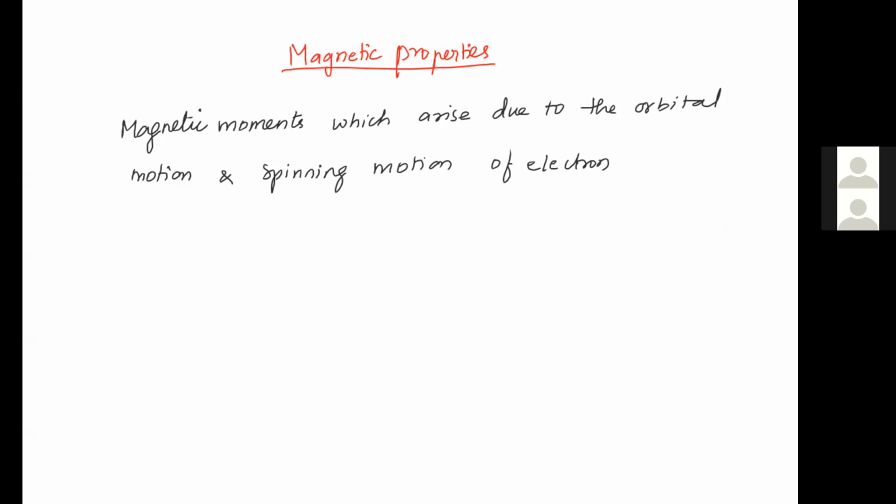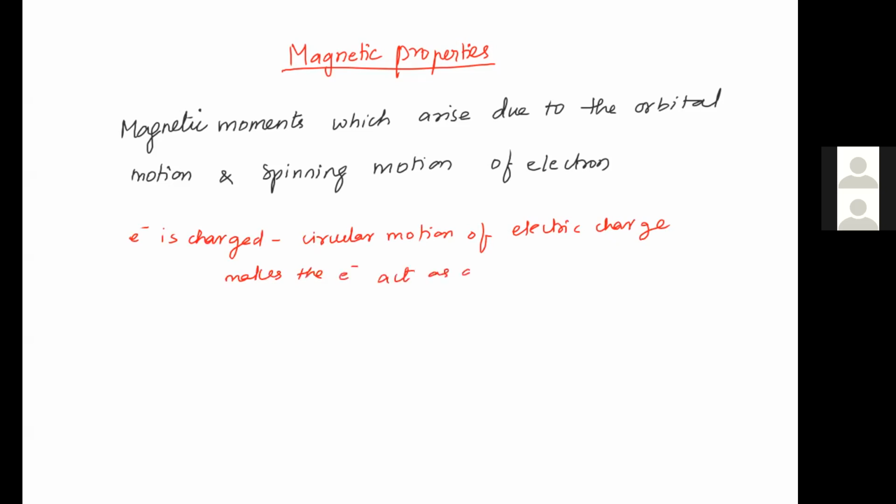So as electron is a charged particle, okay, as you know, electron is a charged particle, the circular motion of this electric charge makes the electron act as a tiny electromagnet. Act as a tiny electromagnet.